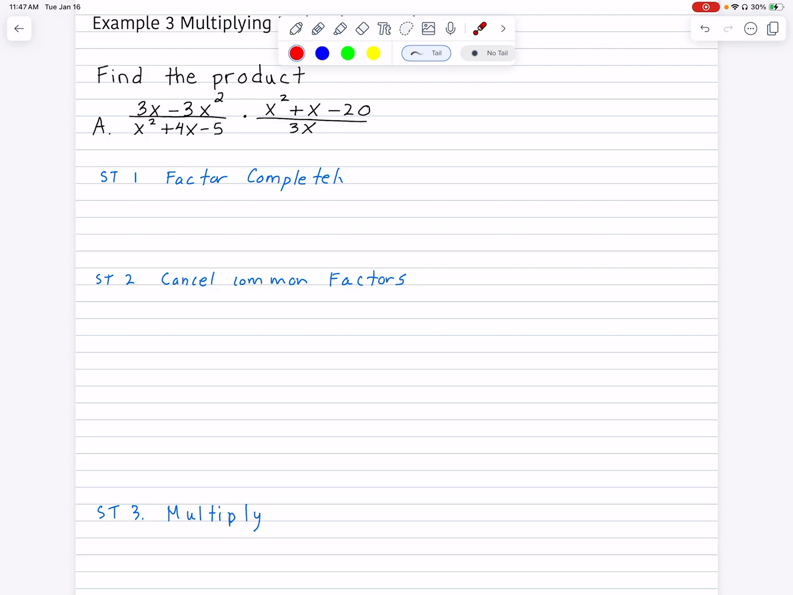So looking at our numerator, I can pull a 3x out of both of the first two terms, and that's going to leave me with 1 minus x. And then for the denominator, that's going to become x plus 5 times x minus 1. For the second fraction, the numerator is going to become x plus 5 times x minus 4. And the denominator is good to go.